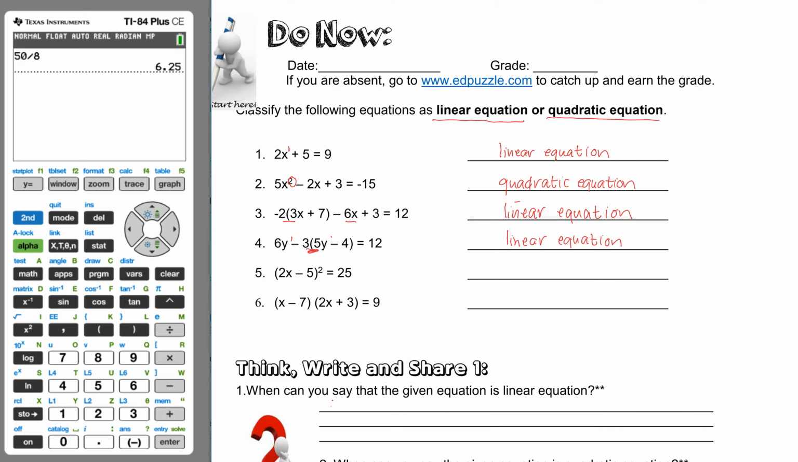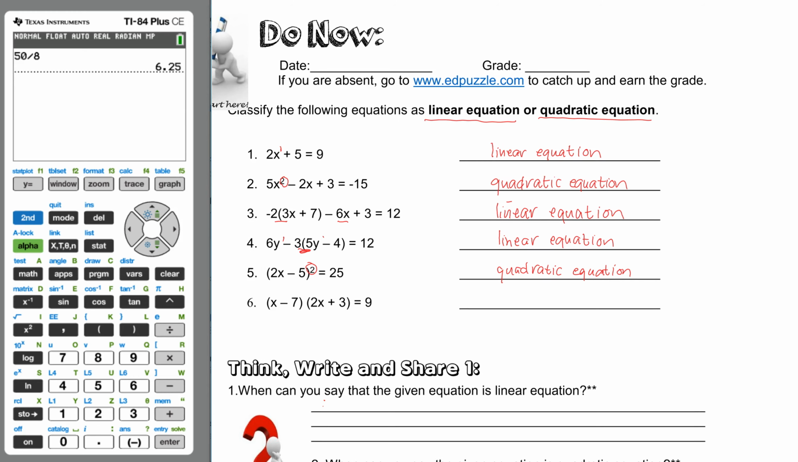Then for number 5, when you have here squared, it means you're multiplying this by itself. Then you have now 2x times 2x, that becomes 4x squared. So that becomes a quadratic equation. Okay, number 6 is also a quadratic equation.